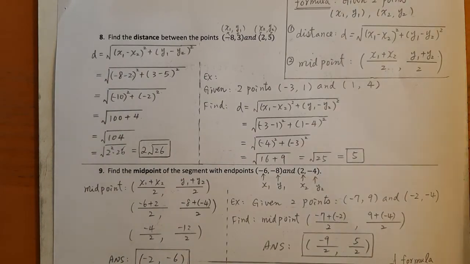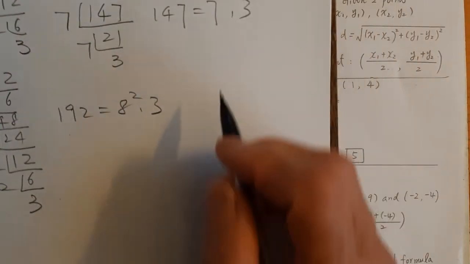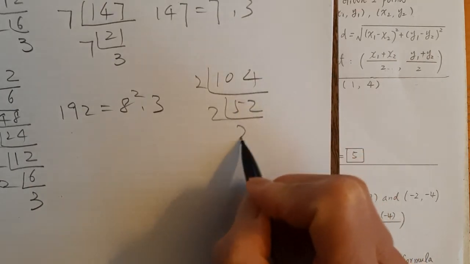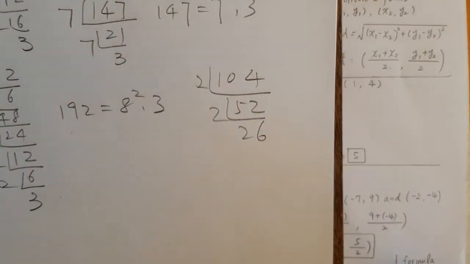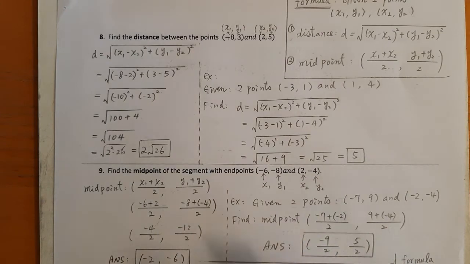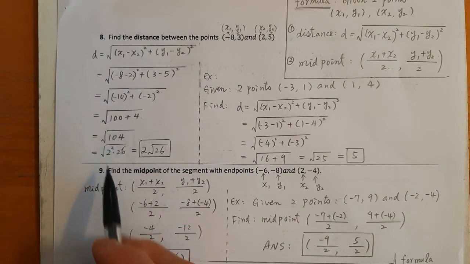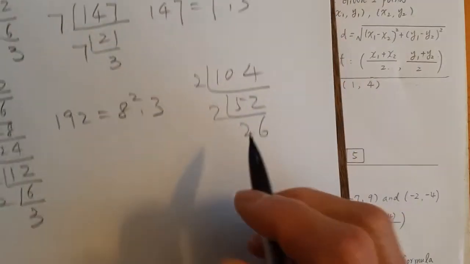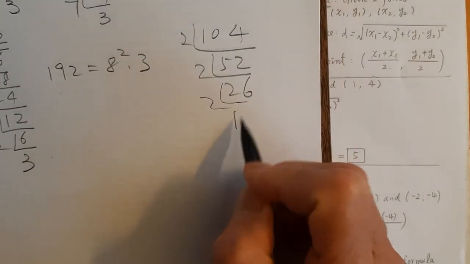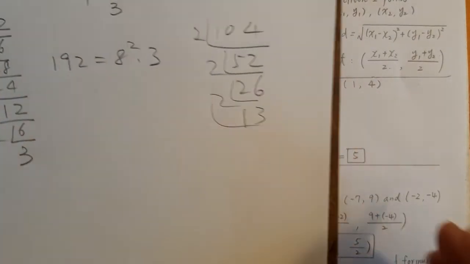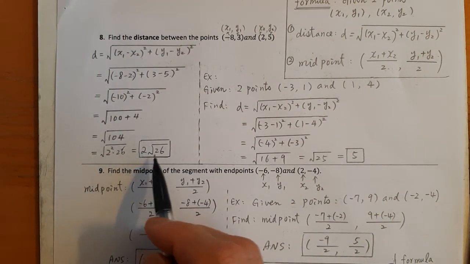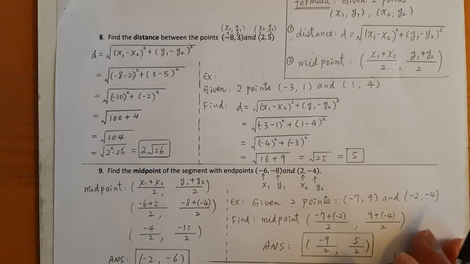And for 104, you do the prime factorization. 104 divided by 2 is 52, divided by 2 is 26. So 104 is 2 squared times 26. 26 is 2 times 13. So it's just 2 squared times 26. And taking the square root of 2 squared, the result is 2 square root of 26.